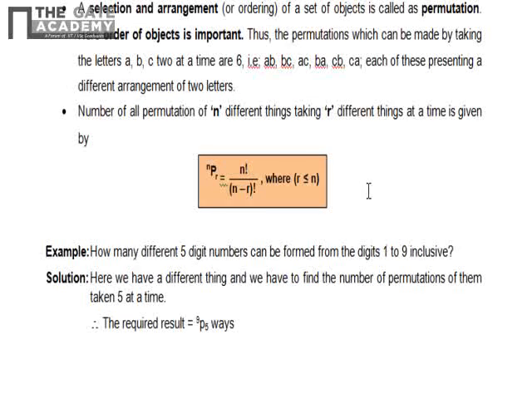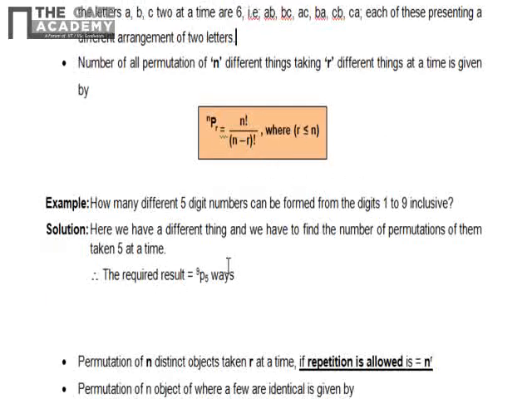Now, the number of all permutations of n different things taken r at a time, where n is always greater than or equal to r. The formula is this: nPr is equal to n factorial upon (n minus r) factorial, where r is less than or equal to n. r can never be greater than n, because if r is greater, then n minus r will be negative, and for negative numbers factorials are not defined. So this is a very important formula.